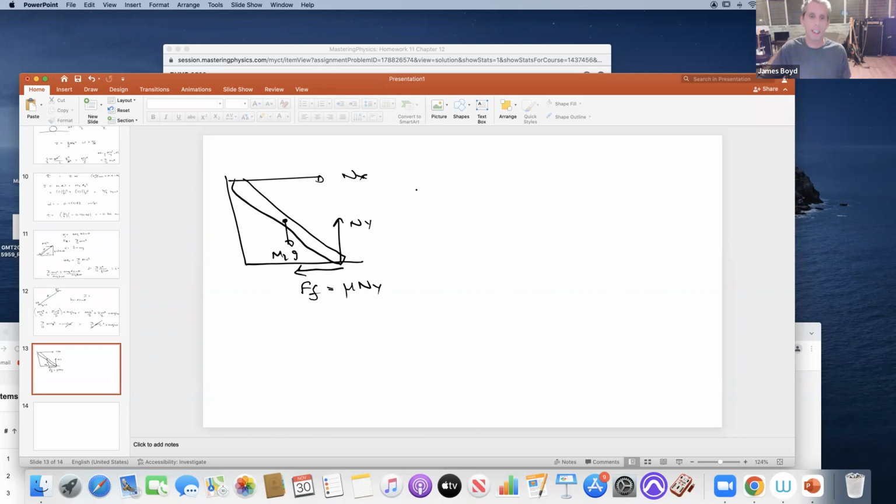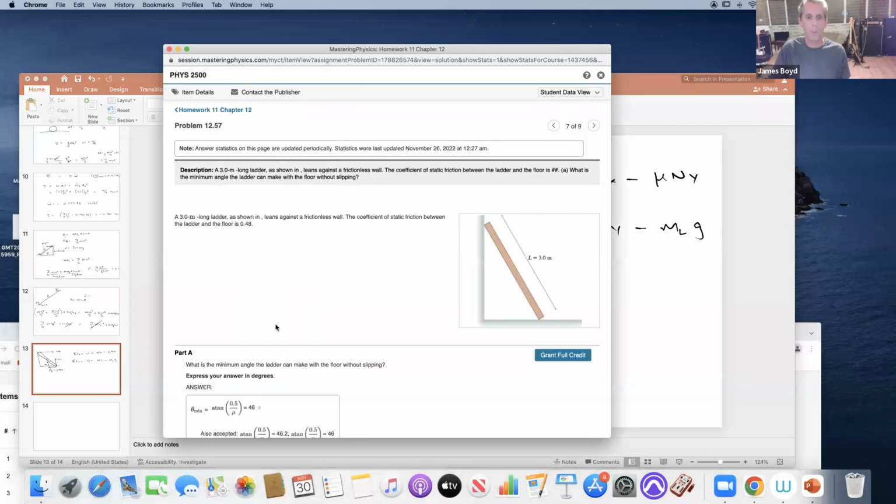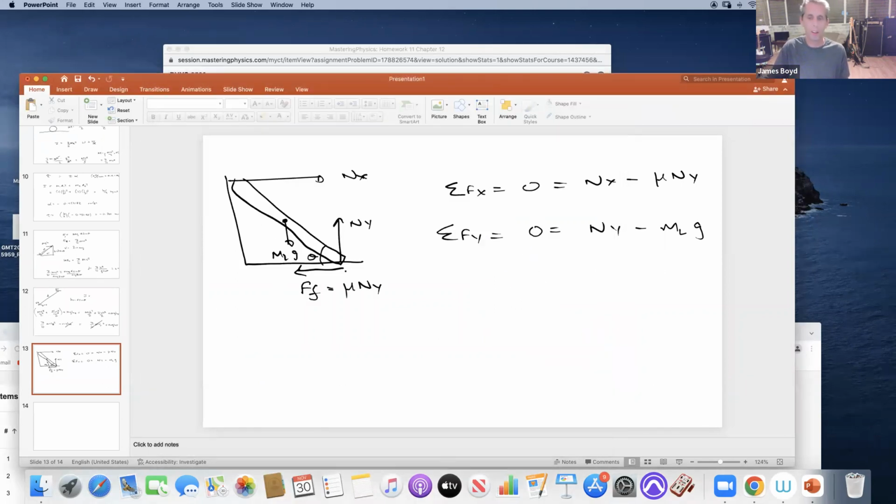If we rewrite these as forces, sum of the forces in the x, 0 is equal to nx minus mu ny. Sum of the forces in the y are 0: ny minus mass of the ladder g. We want to know what minimum angle we can make to the floor. Notice there's no angles here. We're going to actually have to get a torque equation. Now, in order to get that, we need to do a couple things. We're going to set our axis of rotation here.